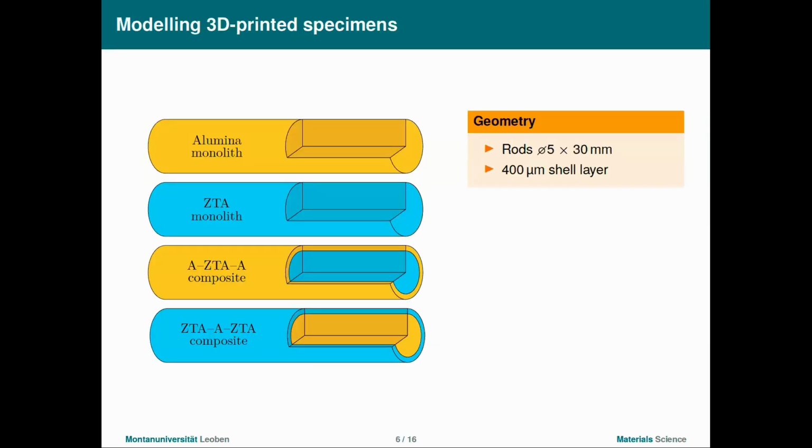So we 3D printed 4 specimens for our testing. They are rods from alumina and zirconia toughened alumina. And then we made 2 composites where we put some core and a 4 micron thick shell.